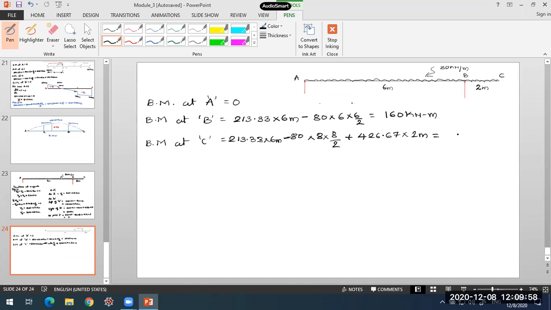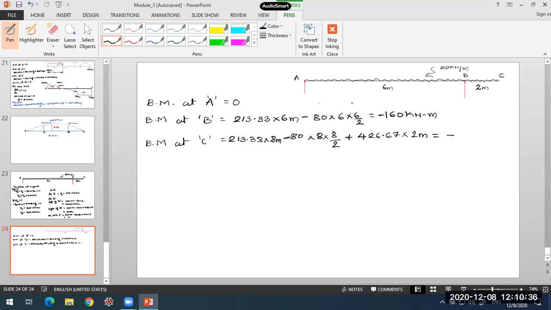So minus 426.62, minus 213.33 into 8 meters. Okay, wait. This is 8 meter distance. So the bending moment at B is minus 160. So this is minus 160.